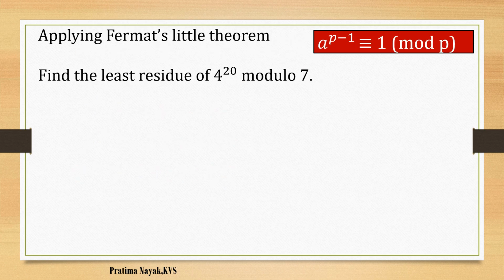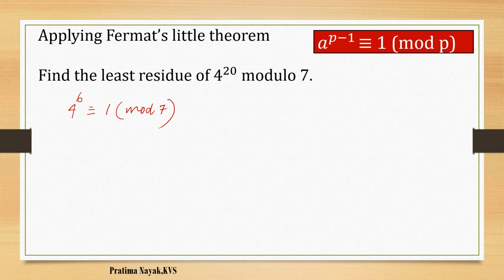So let us solve some examples or questions. Find the least residue of 4 raised to the power 20 modulo 7. Applying this theorem, A raised to the power P minus 1 is congruent to 1 modulo P, I can write 4 raised to the power 6 is congruent to 1 modulo 7. 7 is a prime number and 4 and 7 are co-prime.